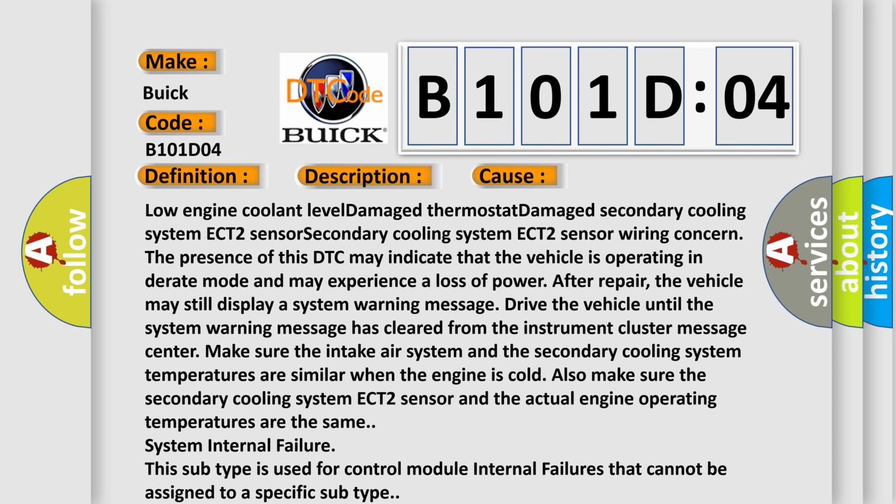After repair, the vehicle may still display a system warning message. Drive the vehicle until the system warning message has cleared from the instrument cluster message center. Make sure the intake air system and the secondary cooling system temperatures are similar when the engine is cold. Also make sure the secondary cooling system ECT2 sensor and the actual engine operating temperatures are the same. System internal failure: this subtype is used for control module internal failures that cannot be assigned to a specific subtype.